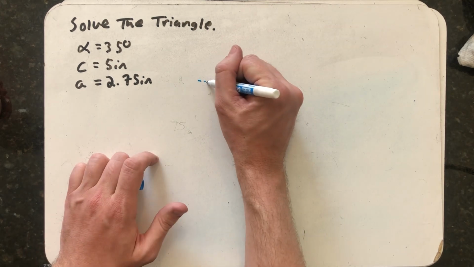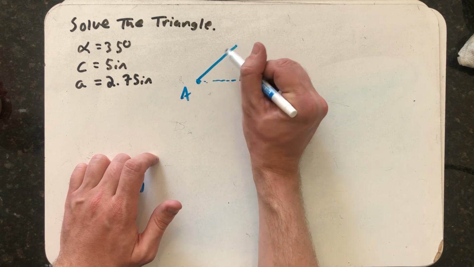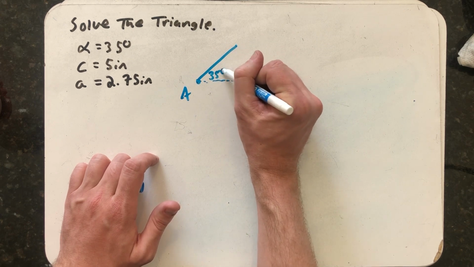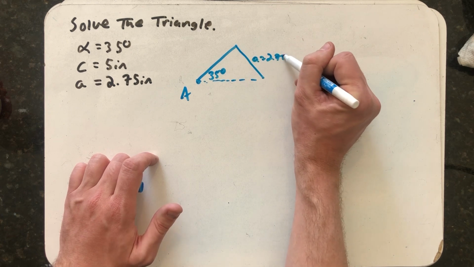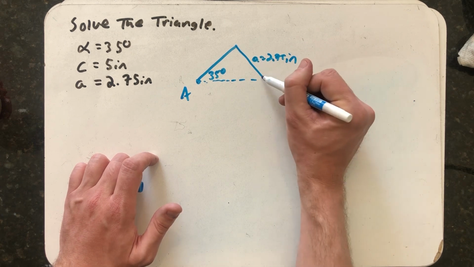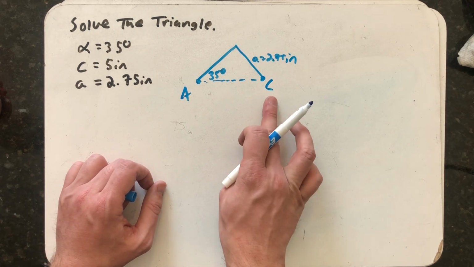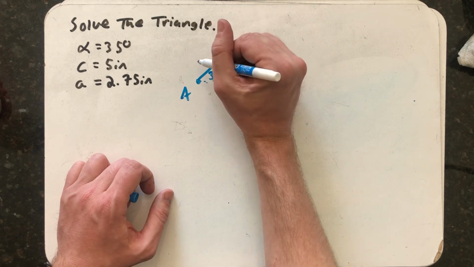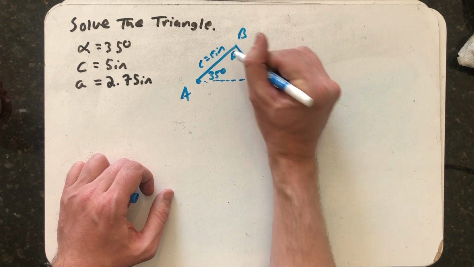So again, I'm going to draw a picture. Angle alpha is 35 degrees, which means this would be side A. And I'm going to pretend that there's a solution to be had here, so I'm going to label it as a 2.75 inch side. Here I have side C, because that side I drew over there I want to be my 5-inch side. Making this B, beta, and B.